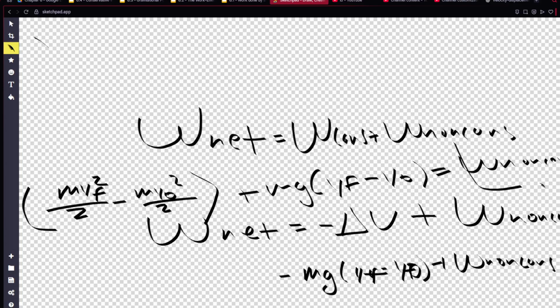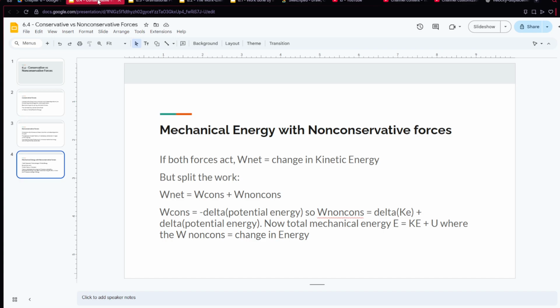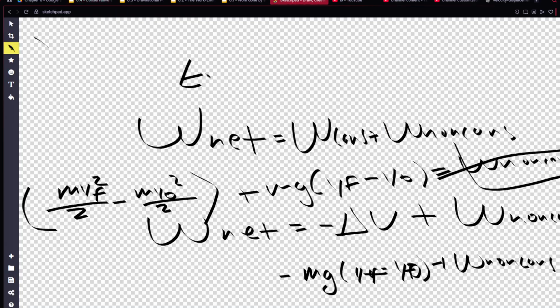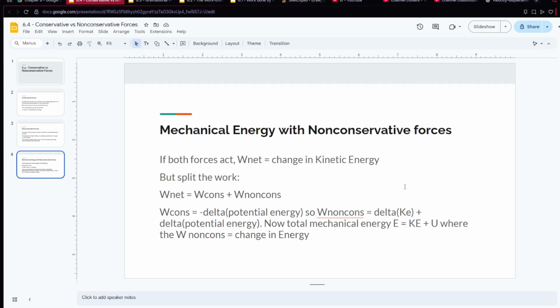So that's how to calculate the work done by non-conservative forces. That's the derivation. That's the same thing as mechanical energy: the change in kinetic energy plus the change in potential energy, I believe would be the notation, or U. Same exact thing.